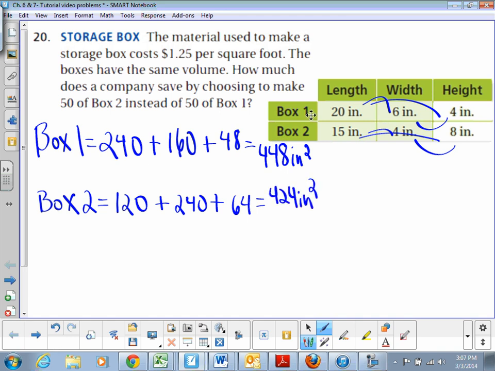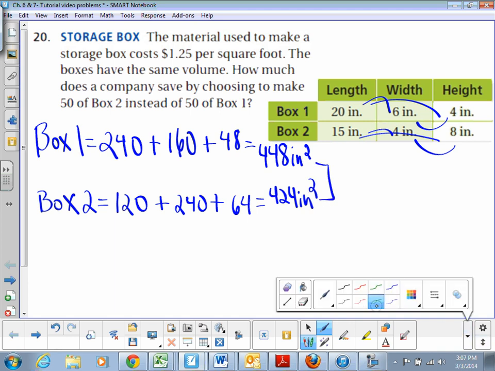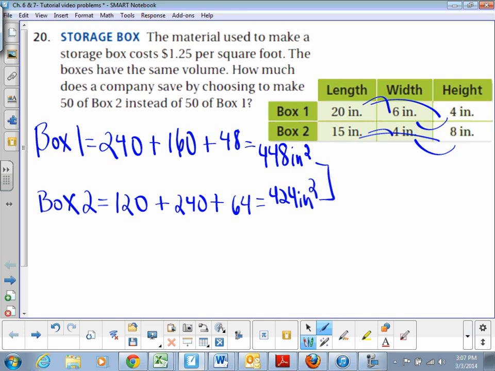So obviously box 2 uses less material, but we want to know the difference between the two of them. So to find the difference, we just subtract. So that's 24 square inches per box, but they're buying 50. They're going to save by choosing 50 of these. So we're going to take this, multiply by 50, and for 50 boxes and 24 square inches per box, that gives you a total savings of 1,200 square inches.